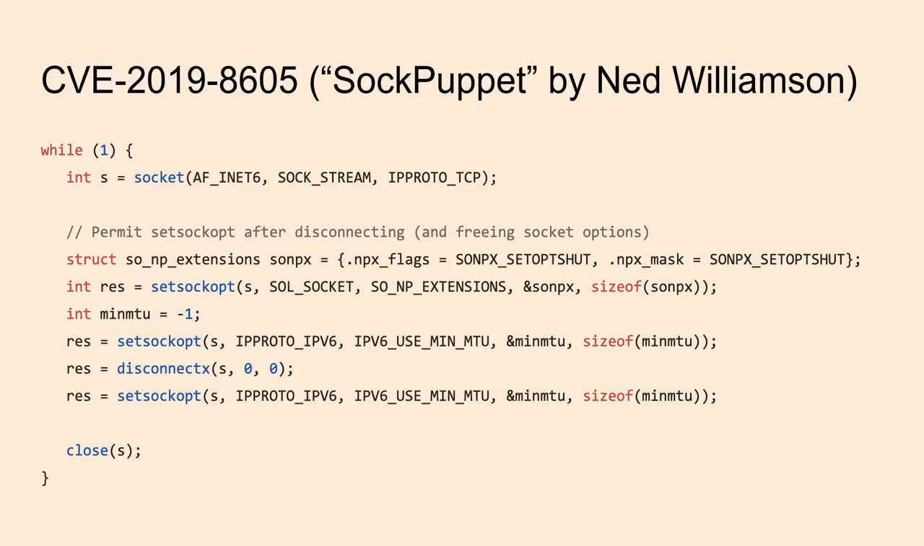So what I decided to do is take Sock Puppet from Ned, or CVE-2019-8605, which works on this version. It works on 12.4. This is the trigger for it, and I only ported the trigger. I didn't bother re-implementing the entire exploit. So yeah, this is the trigger. It will cause a kernel panic. It's quite short, which is nice.